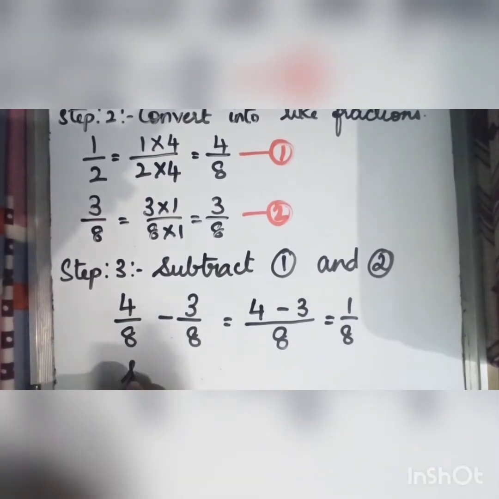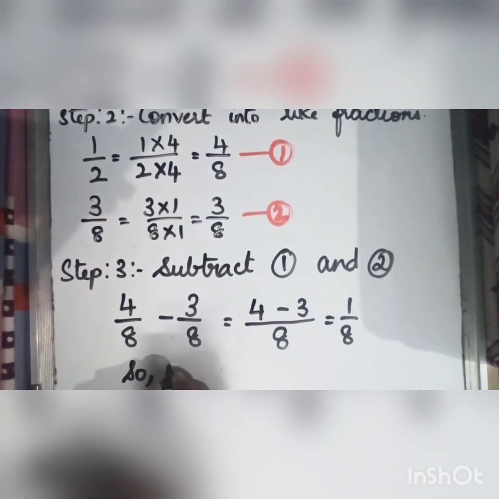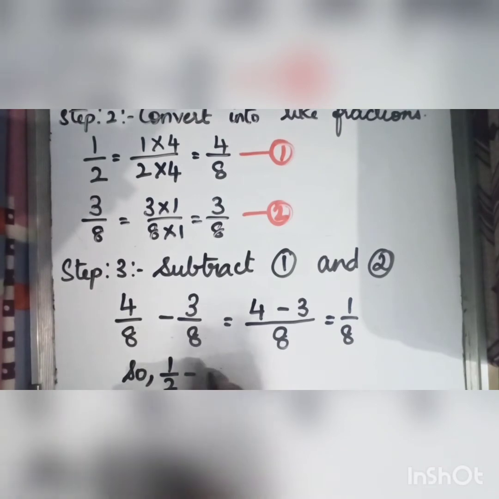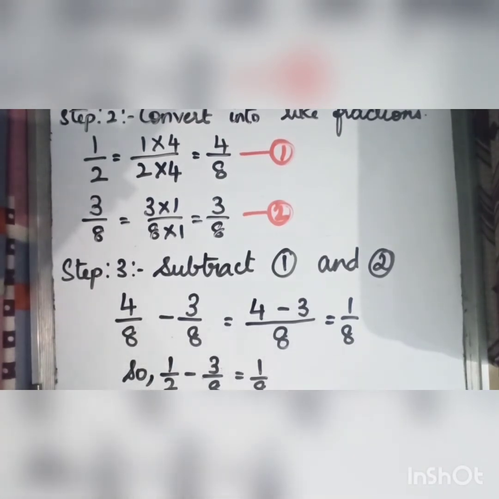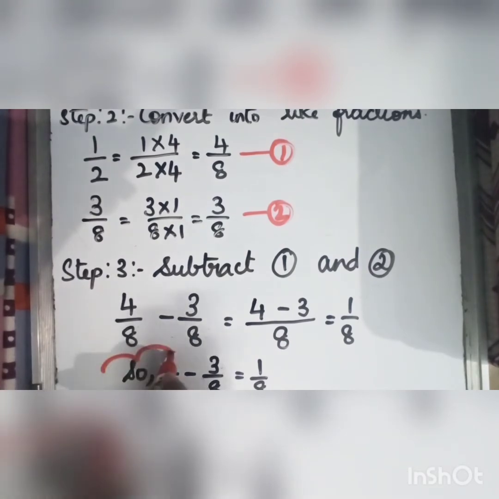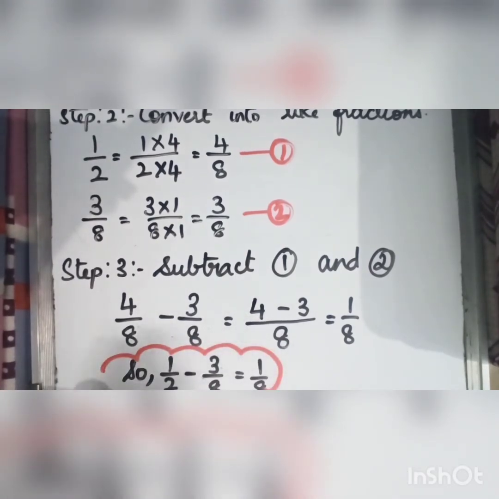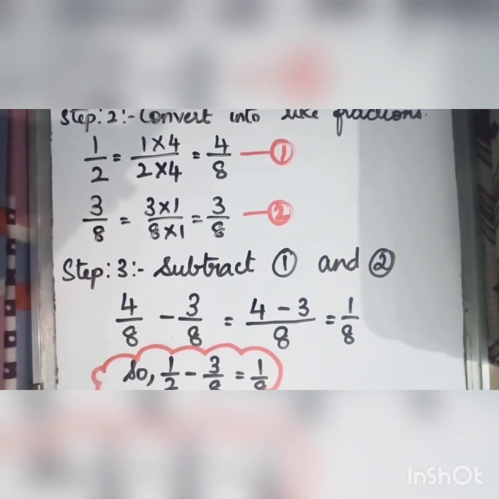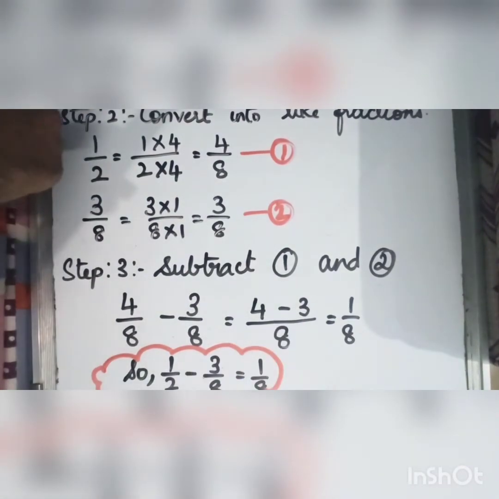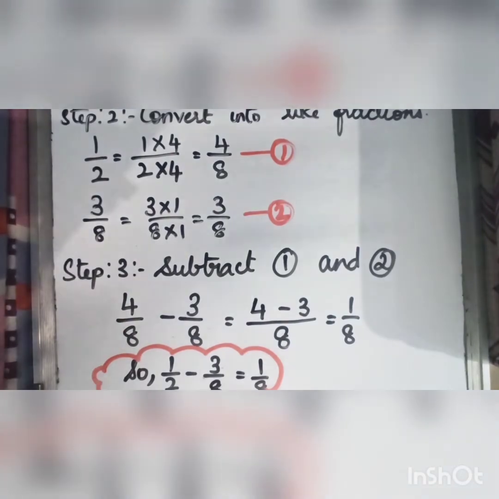So what is my last statement? The given fractions, that is 1 by 2 minus 3 by 8, is nothing but 1 by 8. This is your last statement. Hope you understood the difference. The main difference between subtraction and addition is just the basic operation. The other steps will be the same.